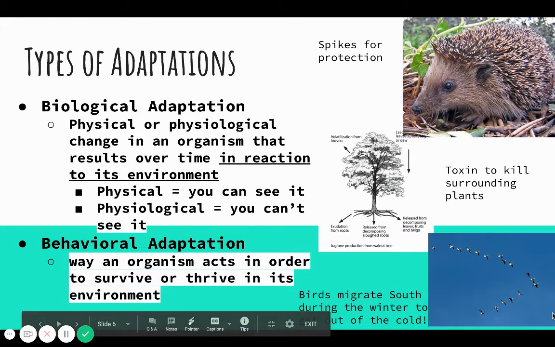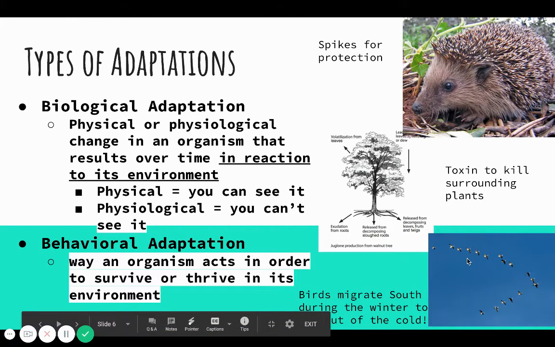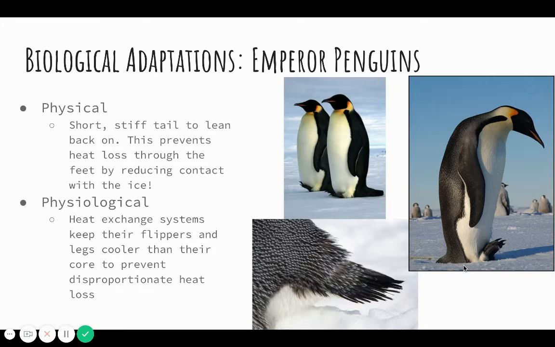Adaptations can also be behavioral. Behavioral adaptations are the way an organism acts or what it does in order to survive and thrive in its environment. For example, birds migrating south to avoid cold winters is a behavioral adaptation. They know that they will not be able to survive the winters in their environment, so they migrate south to have a warmer winter. All right, let's take a look at the physical, physiological, and behavioral adaptations of emperor penguins.